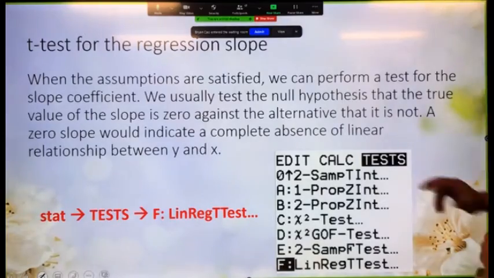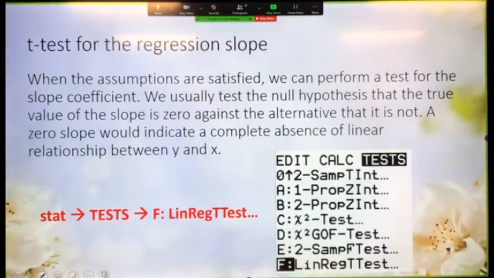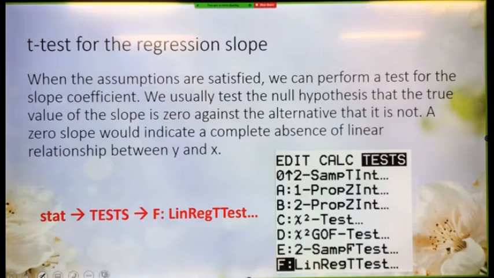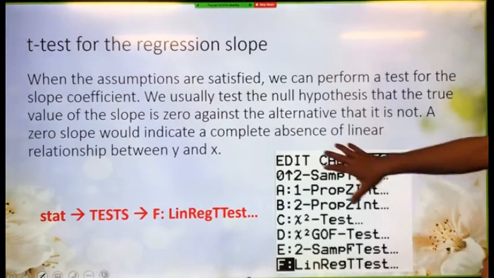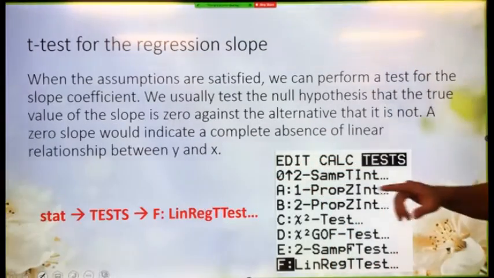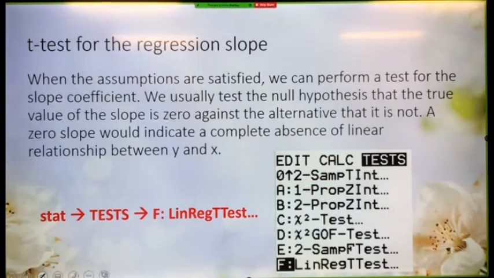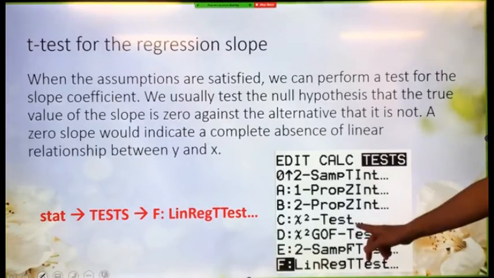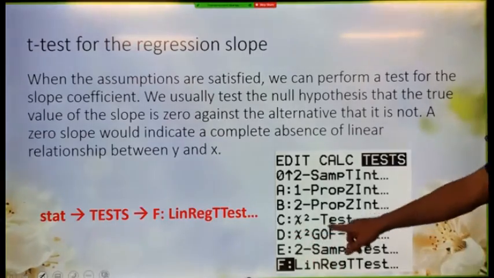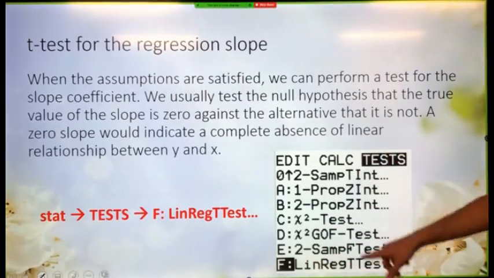Like I mentioned, we're going to look at two types of tests here. The test for regression slope. When the assumptions are satisfied, we can perform a test for the slope coefficient. We usually test the null hypothesis that the true value of the slope is 0 against the alternative that it is not 0. So our null is that it's 0, and our alternative is not 0. A 0 slope would indicate a complete absence of a linear relationship between y and x. And as you probably could guess, our calculator does have the linear regression t-test, STAT TESTS F.